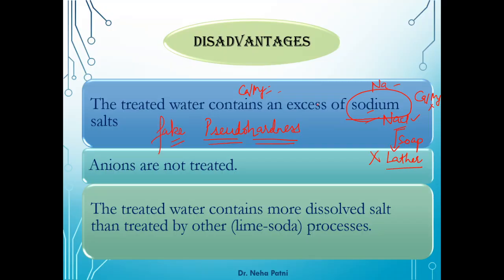So treated water contains excess of sodium. Salt is a problem both at the domestic level and at the industrial level. It creates many problems later on. Secondly, anions are not treated here. Only cations are treated, which are calcium and magnesium. So anions need to be treated because they also interfere with the quality of water. They can make the water acidic or basic. And basically the treated water contains more dissolved salts than water treated by other processes. So your TDS value increases here.